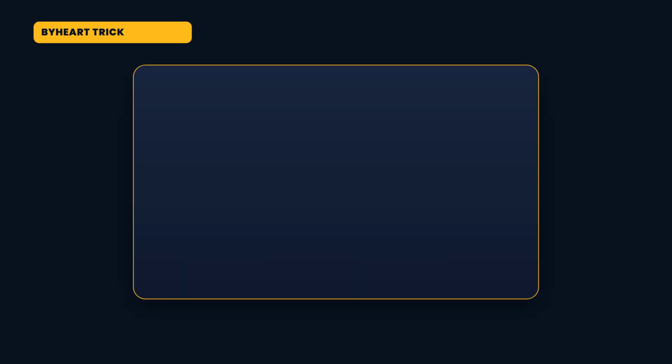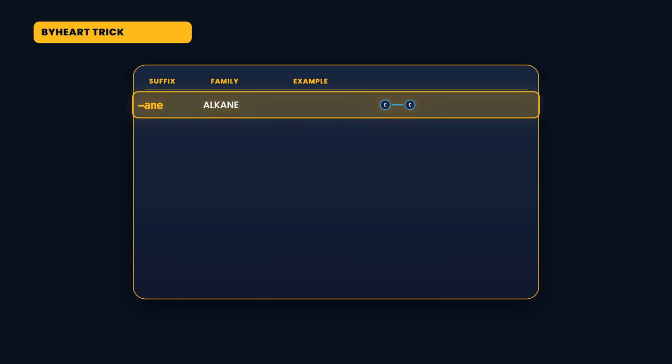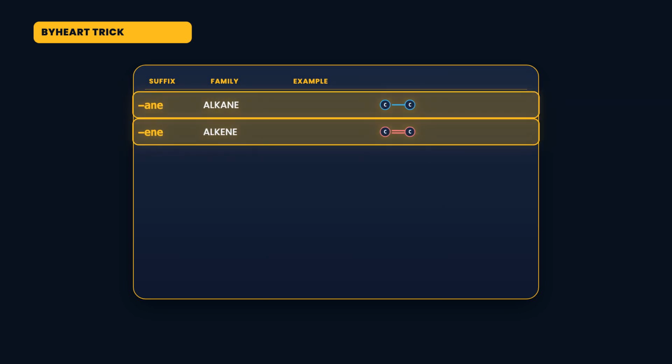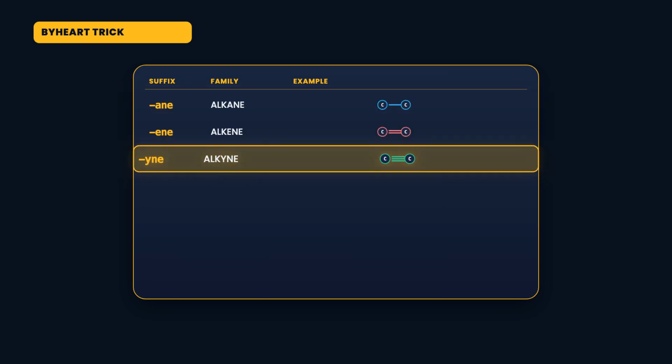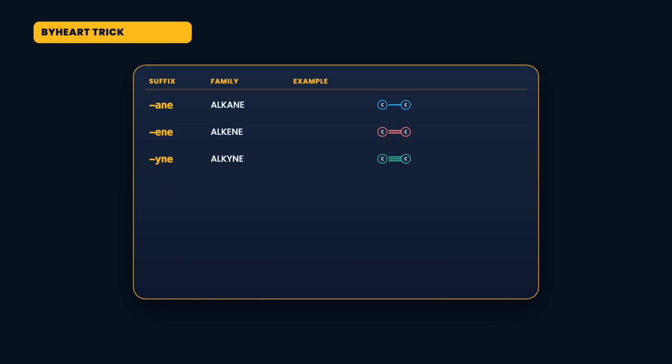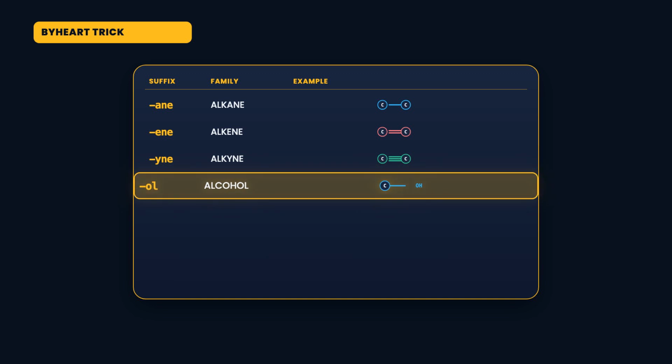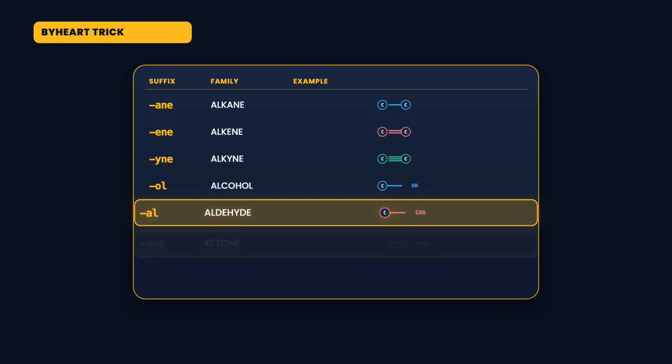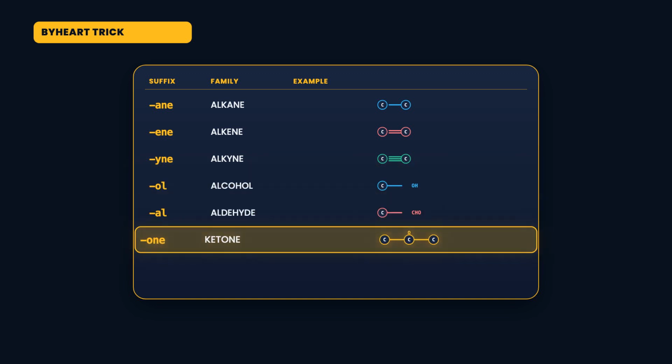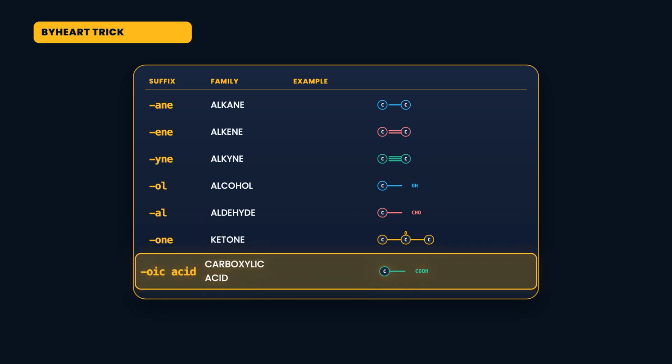4. The suffix tells you the family. Ane for alkane, ene for alkene, yne for alkyne, ol for alcohol, al for aldehyde, one for ketone, oic acid for carboxylic acid.